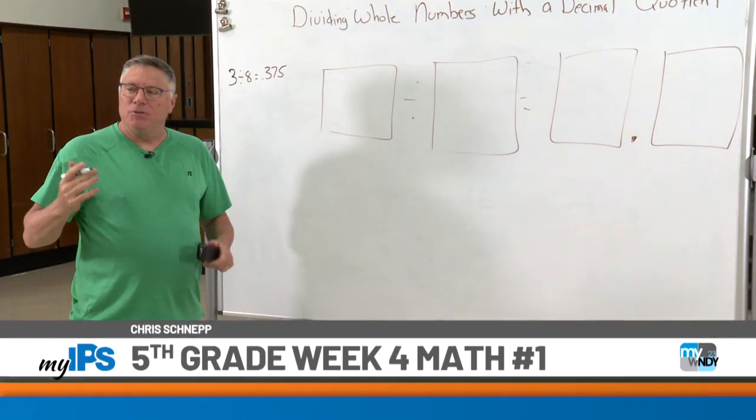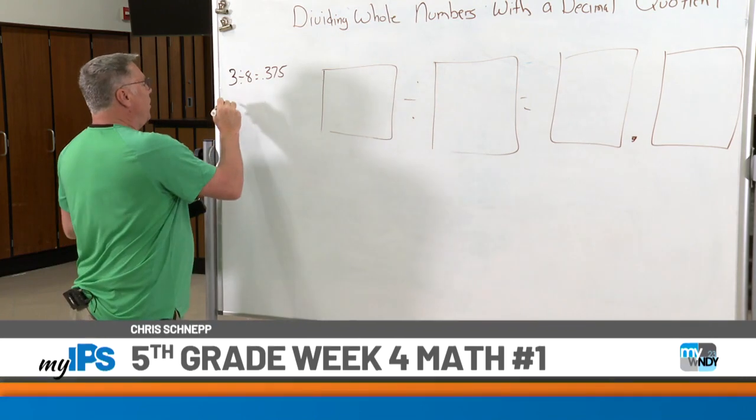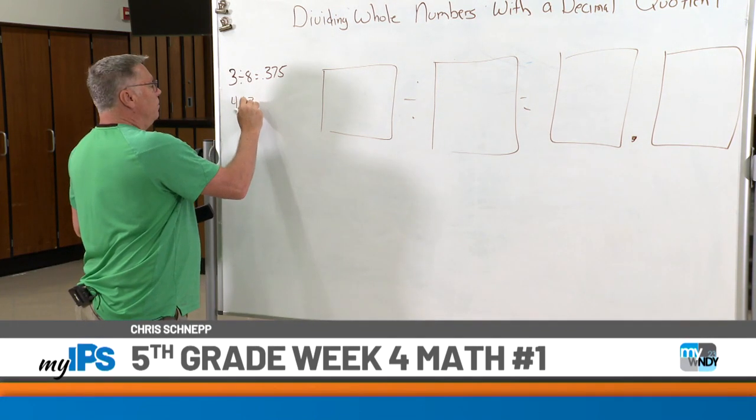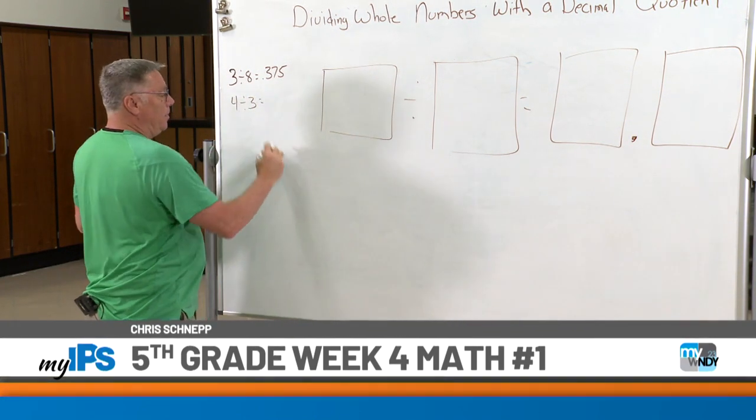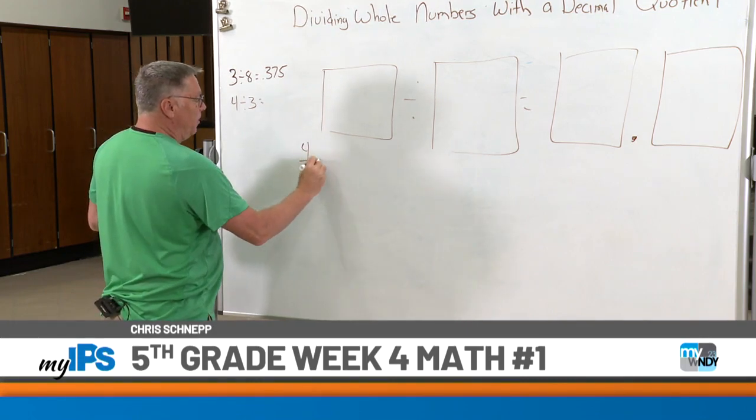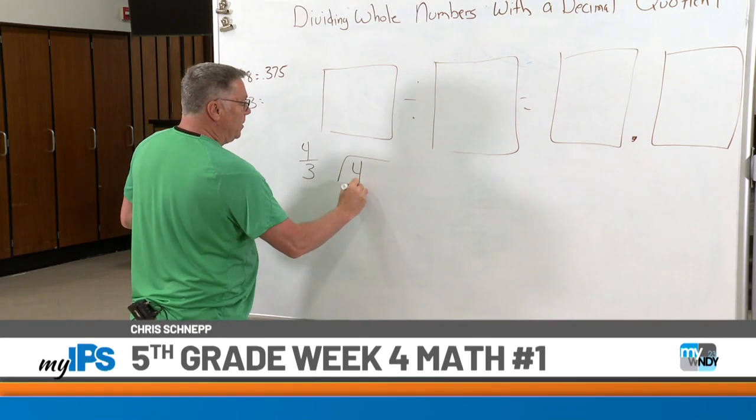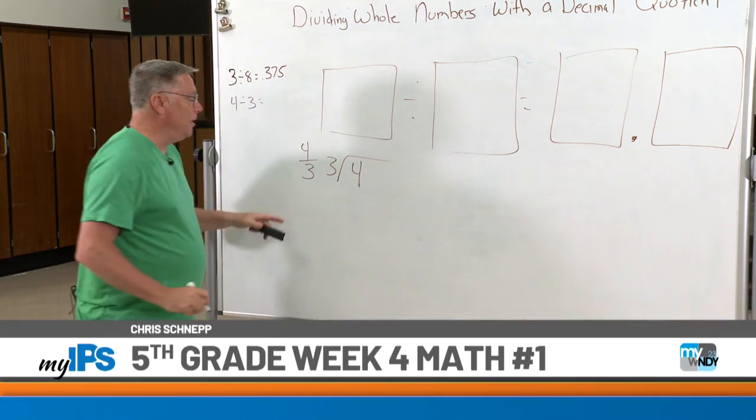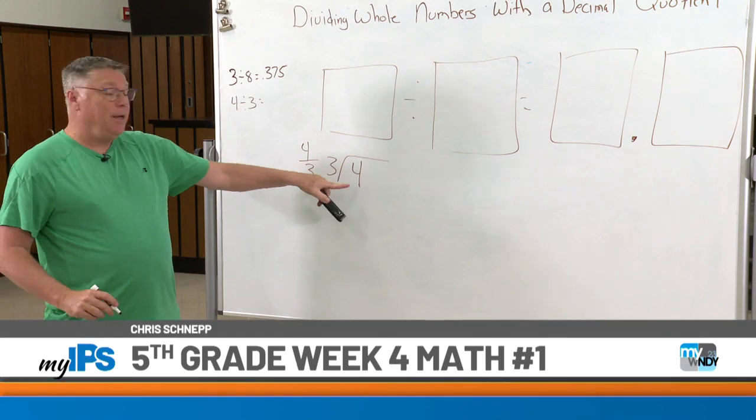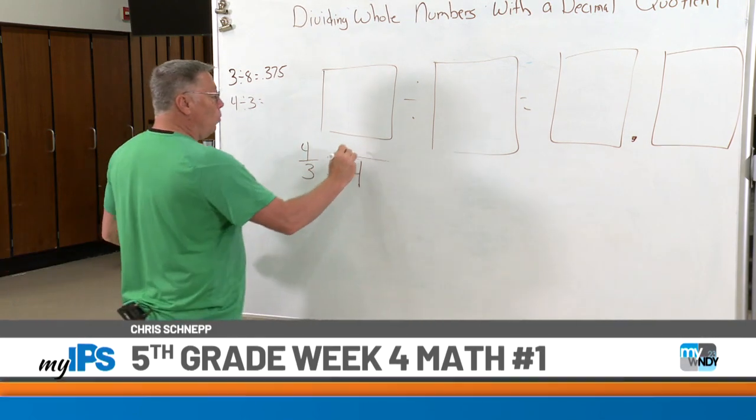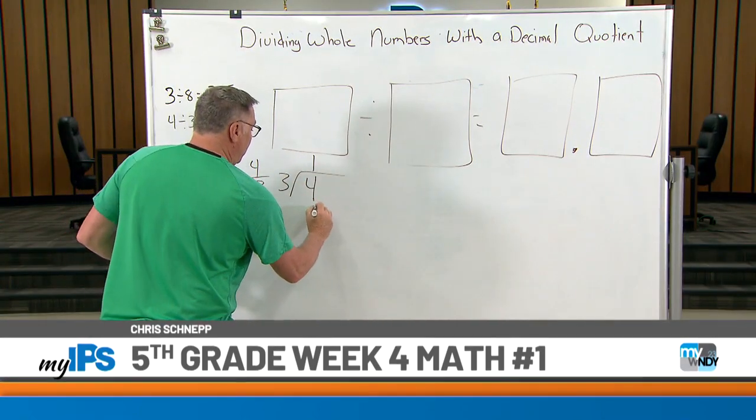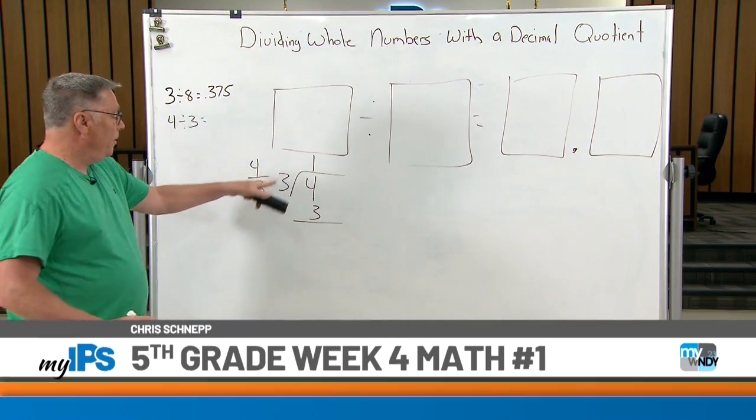Let's try the second problem now. Let's try 4 divided by 3. Now remember, we can write this as a fraction to help you figure out what number goes where. The top number goes on the inside, the bottom number goes on the outside. 3 does go into 4 one time. 1 times 3 is 3. All right, we subtract.